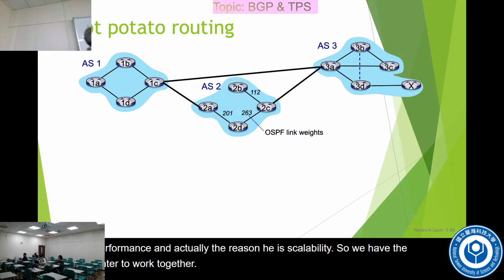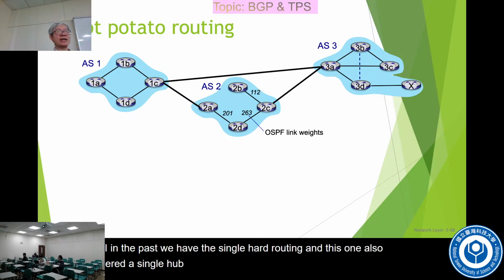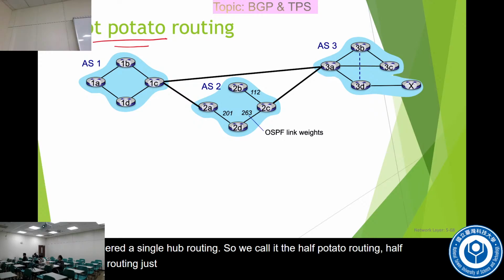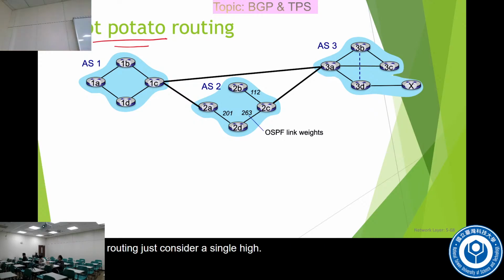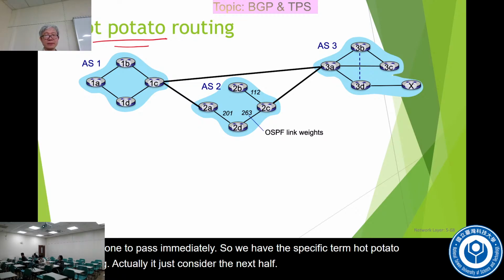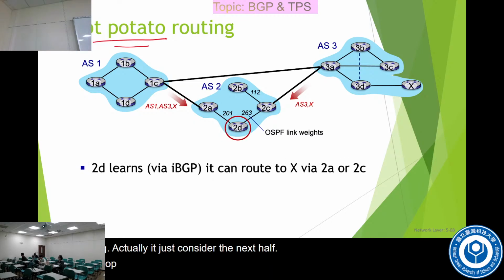Well, and in fact, in the past, we have the single hop routing. And this one also considers the single hop routing. So we call it hot potato routing. Hot potato routing just considers a single hop. Why? Because we have the hot potato. It's really hot, so we need to consider which one to pass immediately. So we have the specific term hot potato routing. Actually, it just considers the next hop. Using the term hot potato routing, you can think about this one.